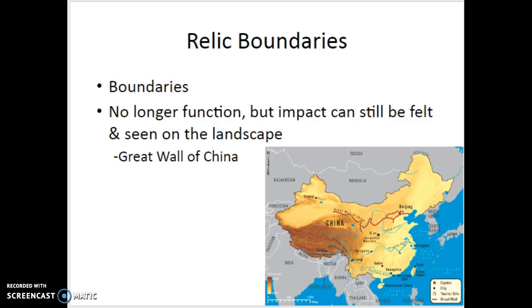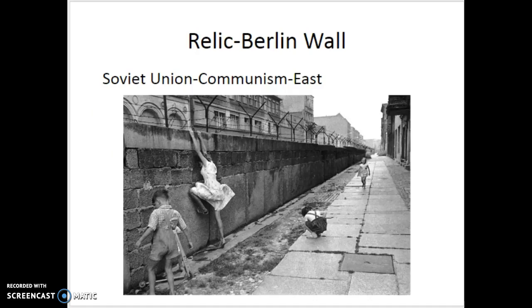One of the most famous examples that we can still see is the Great Wall of China. It's still there, of course. You can go visit and walk on it someday, but we don't necessarily see it actually serving its purpose as a boundary within China. Another example would be going into history, looking at the relic known as the Berlin Wall boundary, an old boundary between East and West Germany.